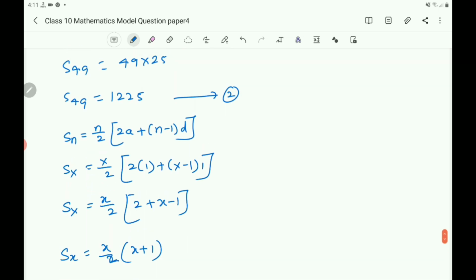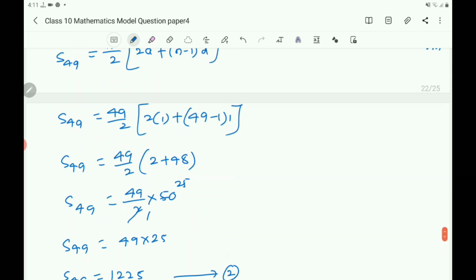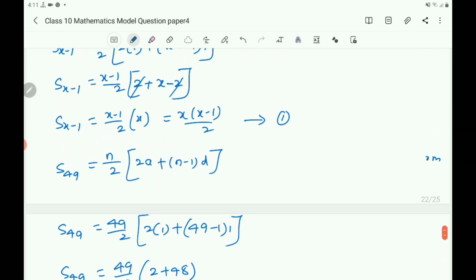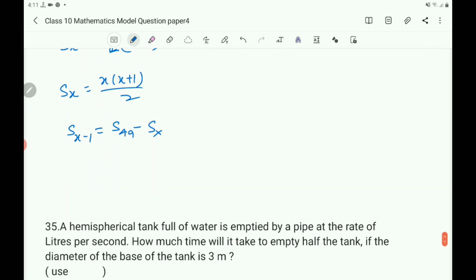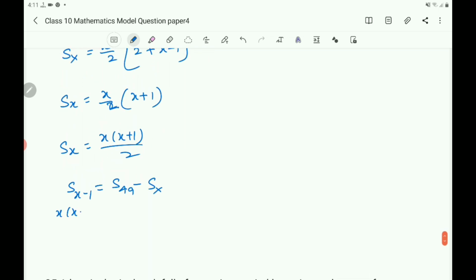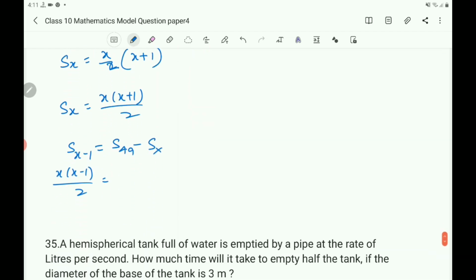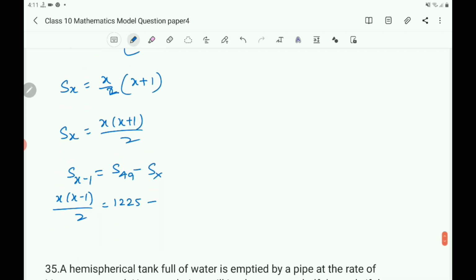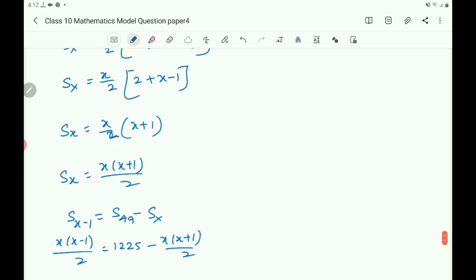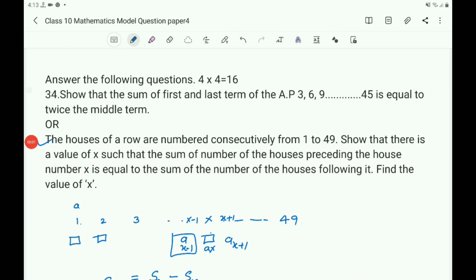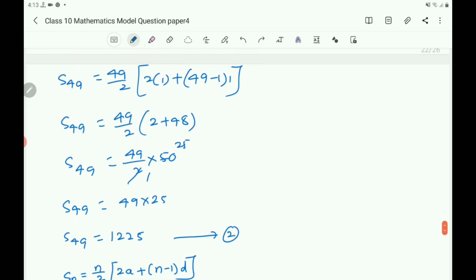So S(x-1) you got as x into (x minus 1) by 2, and S49 is 1225, minus Sx, which is x into (x plus 1) by 2. Here we have to find the value of x. Now let us solve for x.